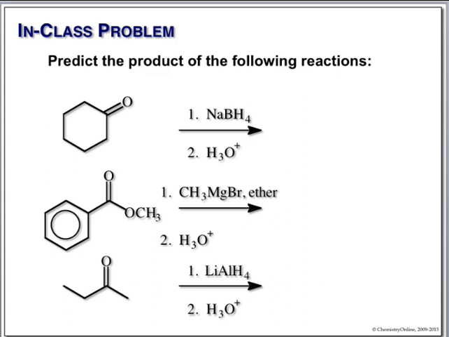Our first reaction here, we're doing sodium borohydride. We know that this is a reducing agent. It's simply going to donate H- to our carbonyl carbon. Nice, gentle reaction. No other functionalities to interfere. We're simply going to make the alcohol.